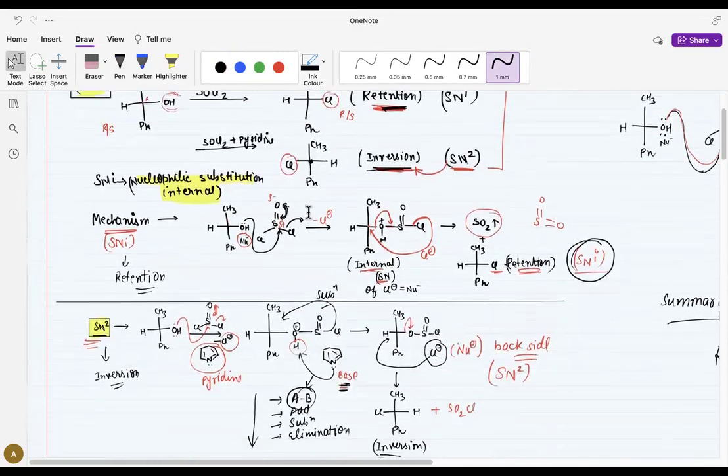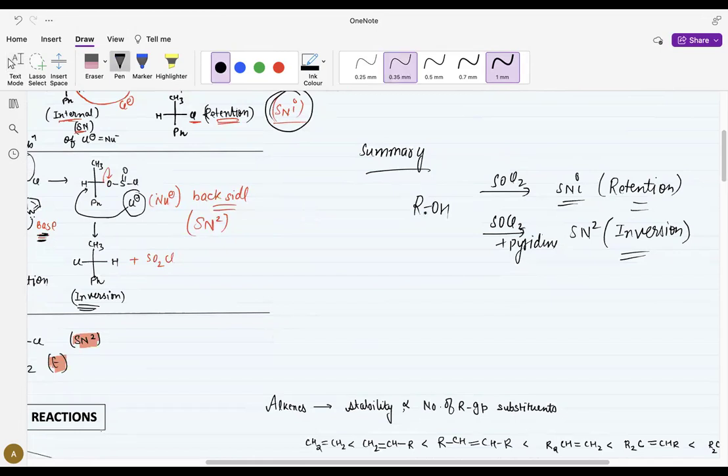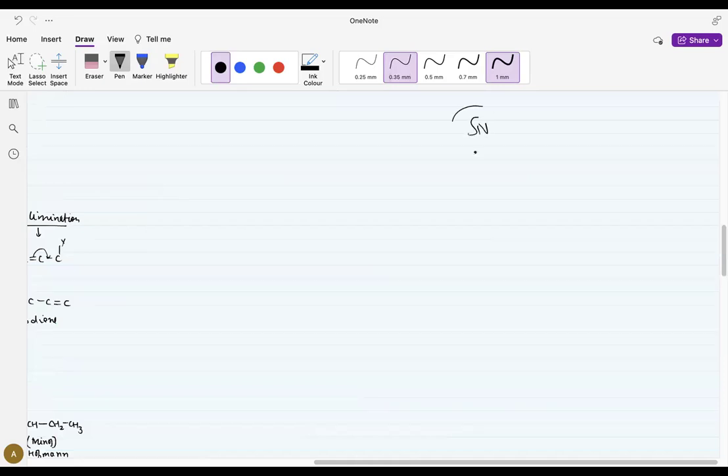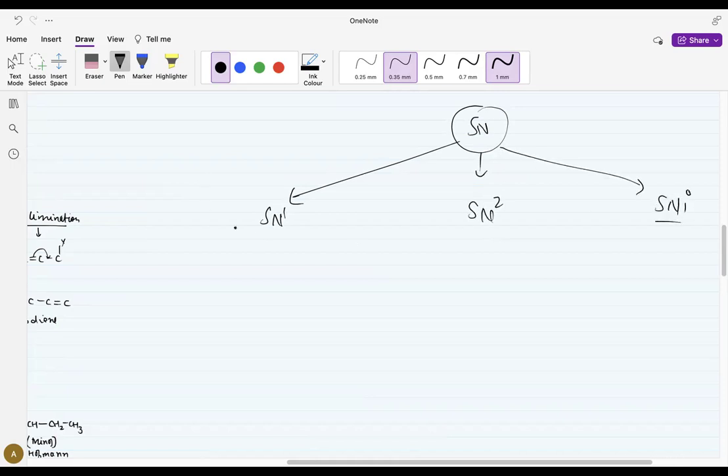So this was all about our SN mechanism. In the SN mechanism we studied nucleophilic substitution. We have studied SN1, SN2, and SNi. Simple it was. Nucleophilic substitution was of three types: SN1, SN2, and last was SNi.